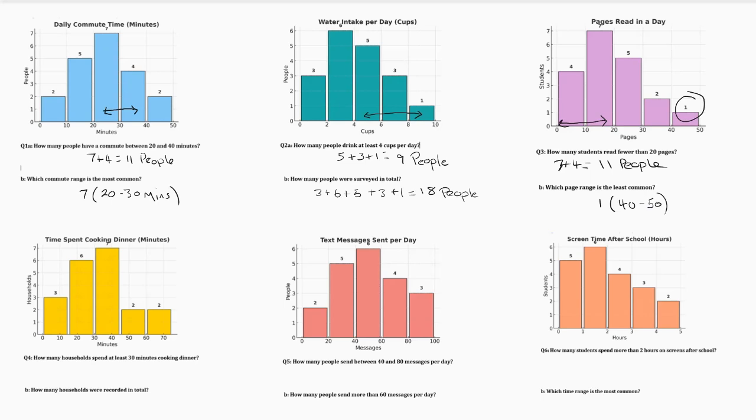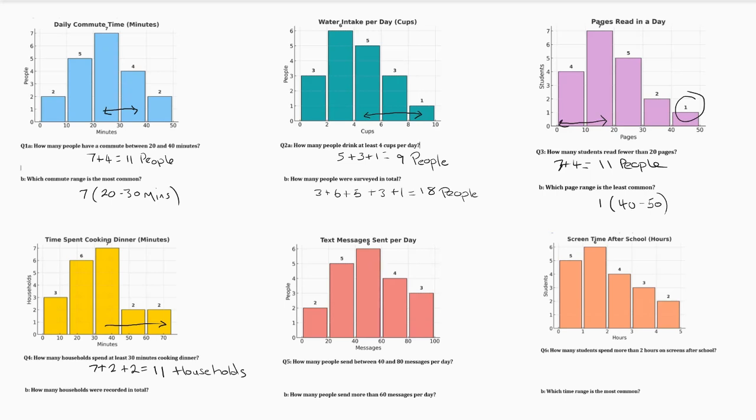Next one, how many households spend at least 30 minutes cooking dinner? That's 7, by the way, at the top again, it's chopped off. So at least 30 minutes, so we're going anything cut this way. So we've got 7 plus 2 plus 2 equals 11. 11 again, popular number. So it's 11 households.